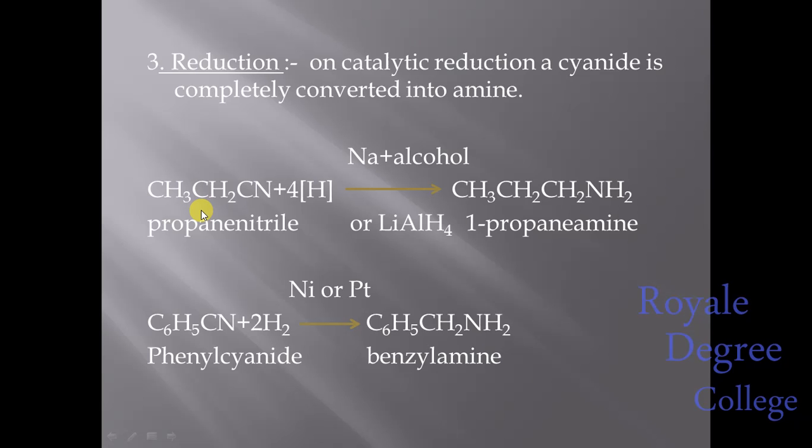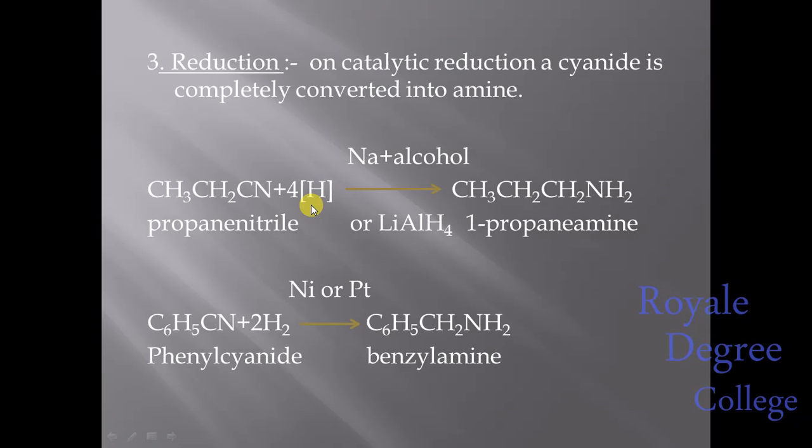CH3CH2CN. It is named as, here the 3 carbon atoms are present, so propane, and nitrogen is attached. So it is a nitrile. Propane nitrile we are taking. In that we are adding sodium alcohol or lithium aluminium hydride. They are acting as a reducing agent. Reduction will take place in propane nitrile.